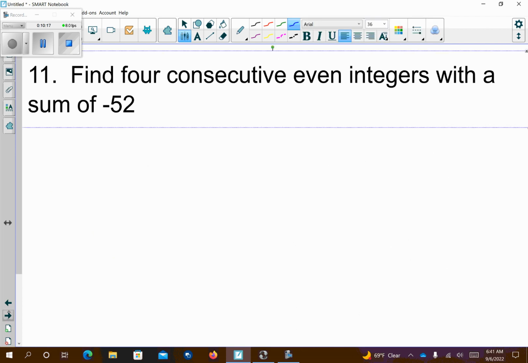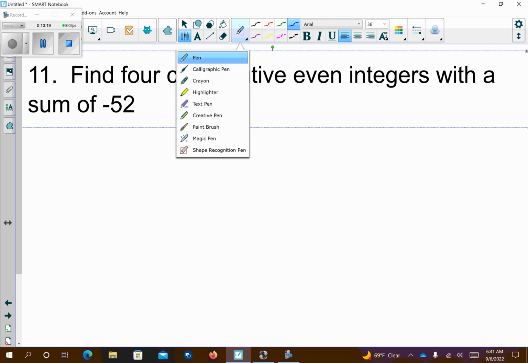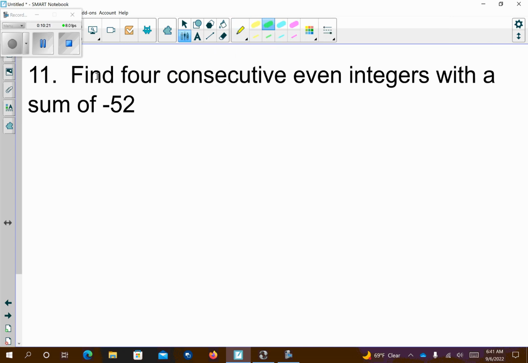Number 11. So this says, it's a little tougher to think about, but we can still look at it. 4 consecutive even integers with a sum of -52. Okay, so of -52 means equals -52. Sum means addition. So let's think about 4 consecutive even integers. So I have 1, 2, 3, 4.